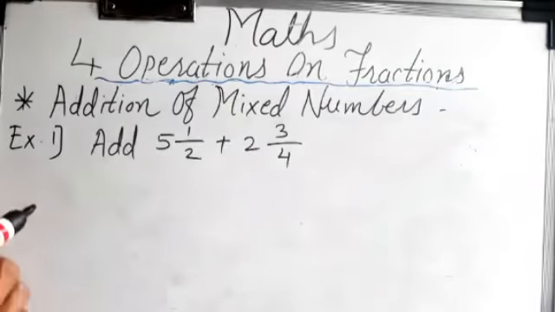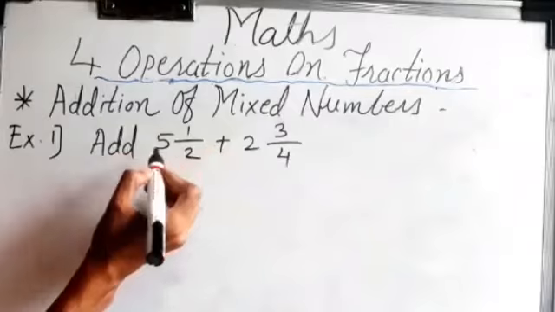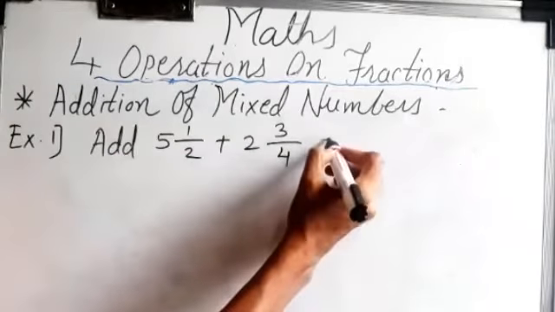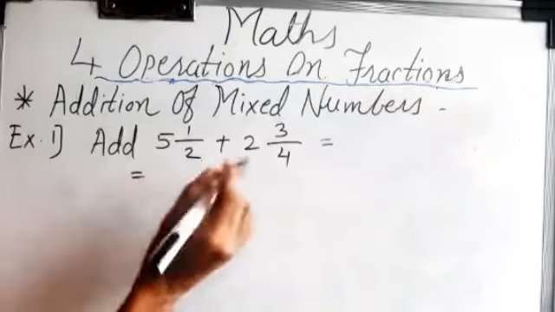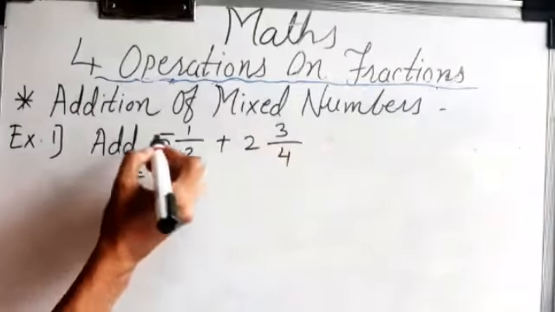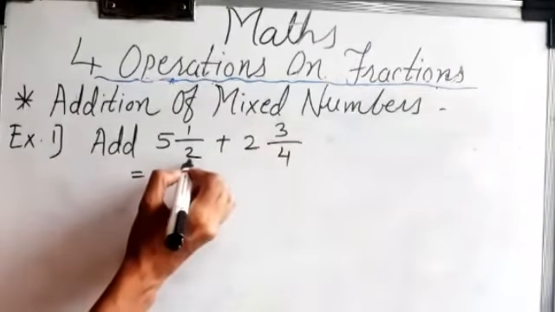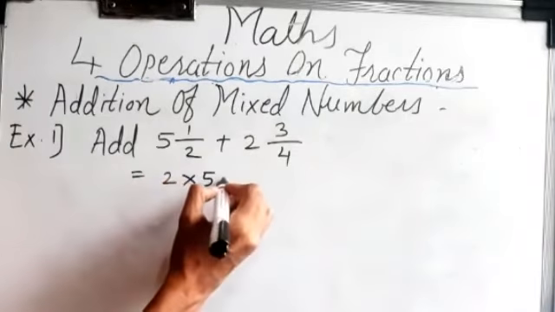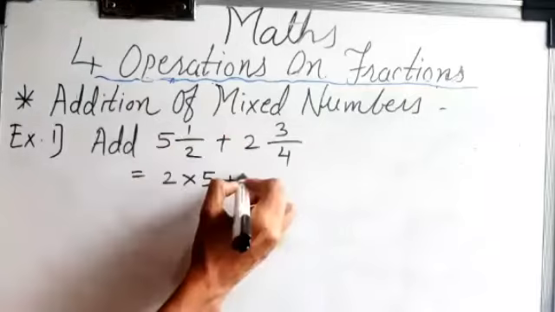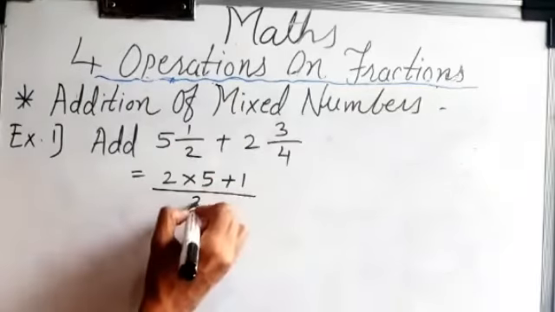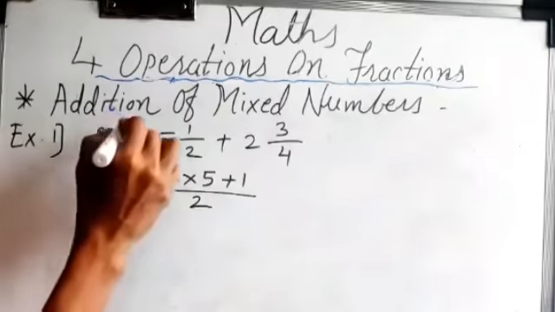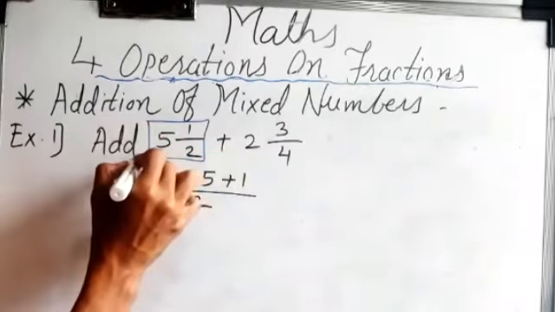Now, see 5 and 1 upon 2. This mixed number you have to convert into an improper fraction. So for that, what is the method? First denominator multiplied by integral part plus numerator, upon denominator as it is. Okay. This is only for this 5 and 1 upon 2.